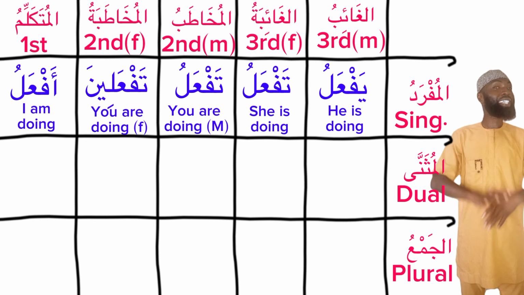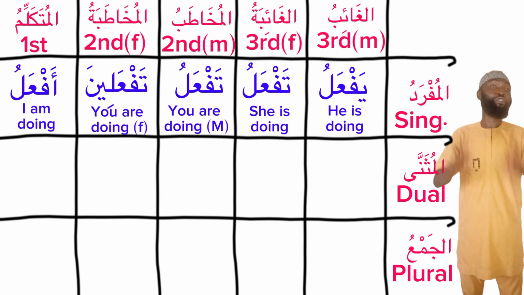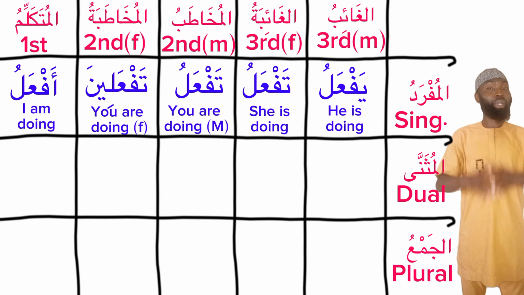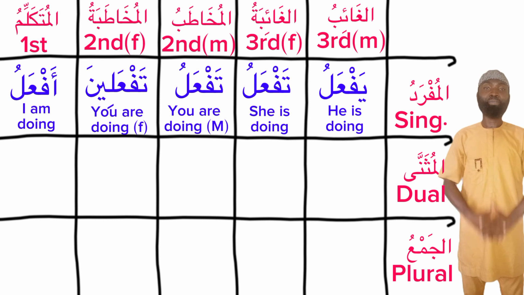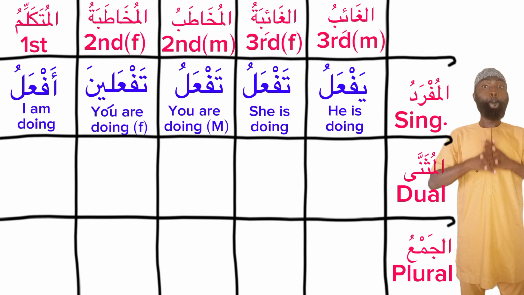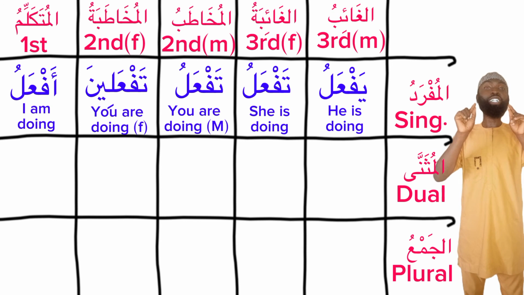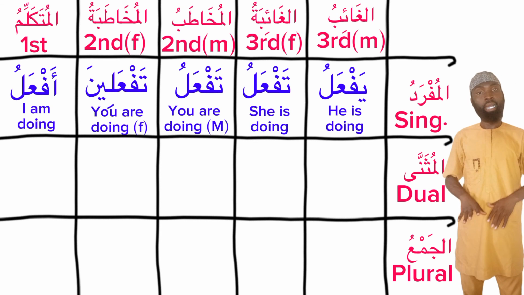You will see that by the end of it, it will be very easy for you to form the present tense verbs in the Arabic language after knowing the past tense verb whose link we have given you earlier. Now moving to the second row, which is the row of al-muthanna, the dual.